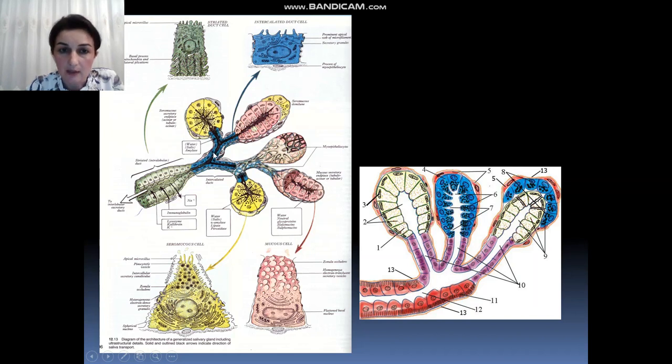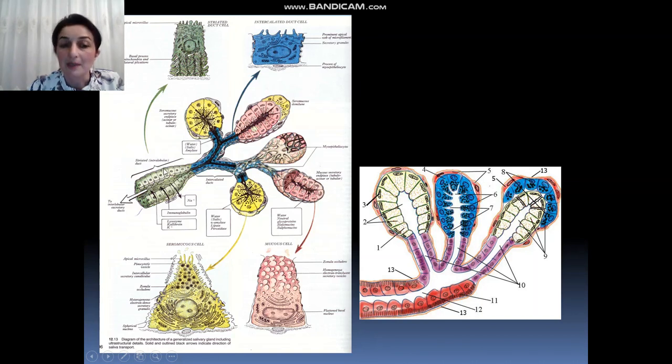So these are cuboidal shaped cells, which is simple cuboidal epithelium. Around them we can also find myoepithelial cells. Pay attention, here we can also find these myoepithelial cells. Intercalated ducts will continue into striated ducts. Pay attention here, striated ducts. Striated ducts are covered by simple columnar epithelium.